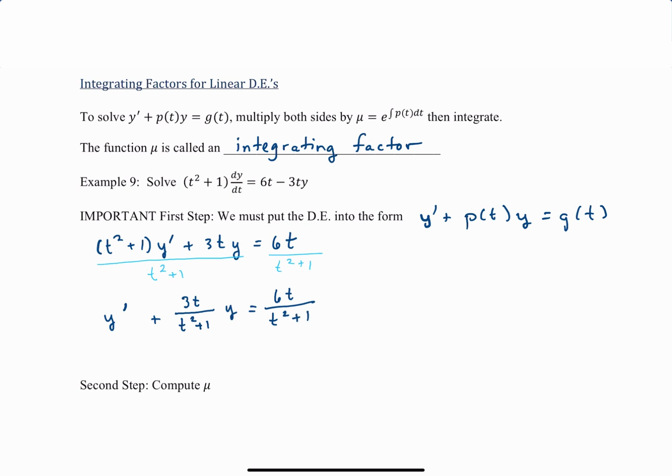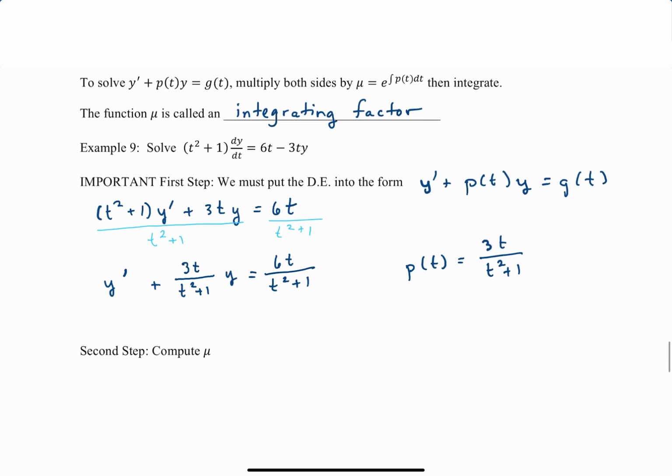I can see now that this is linear. I have a y prime with nothing attached to it. I have stuff with t's multiplying the y. And on the right-hand side, I have nothing but t's. I can see from this that the p of t in our linear equation format is 3t over t squared plus 1, because that p of t is the thing multiplying the y.